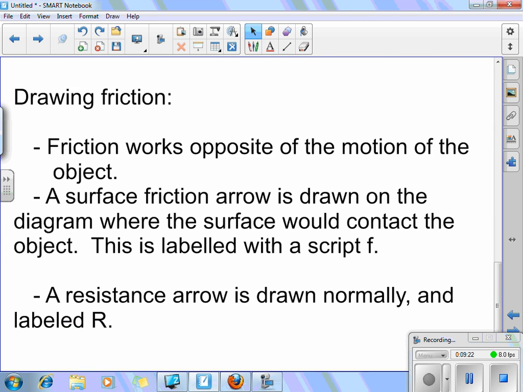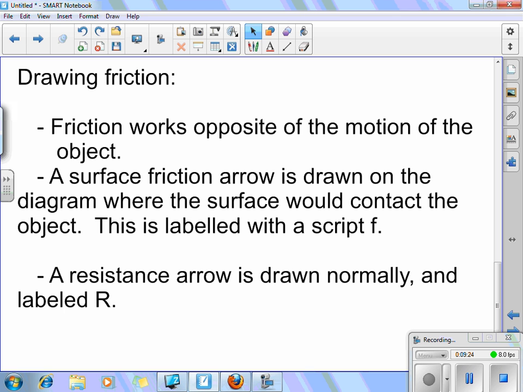Now, to draw a friction arrow, friction has to work in opposition to the motion of the object. In other words, if you have an object moving to the right, friction's pointing to the left. A surface friction arrow is always drawn on the diagram where the surface is making contact with the object, and it's labeled with script F.